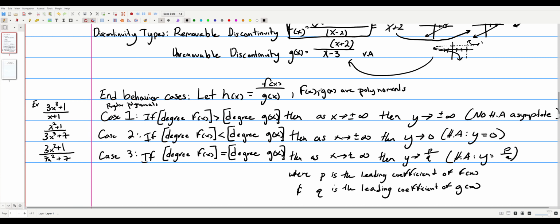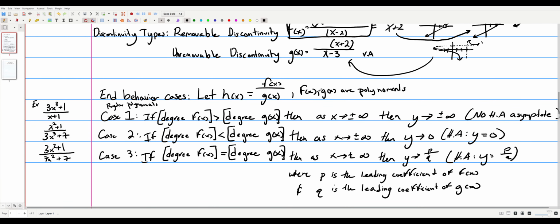Okay, well, what about case two? Well, if the degree of the function on top is less than the degree of the polynomial on bottom, then as x approaches positive and negative infinity, y will approach 0.